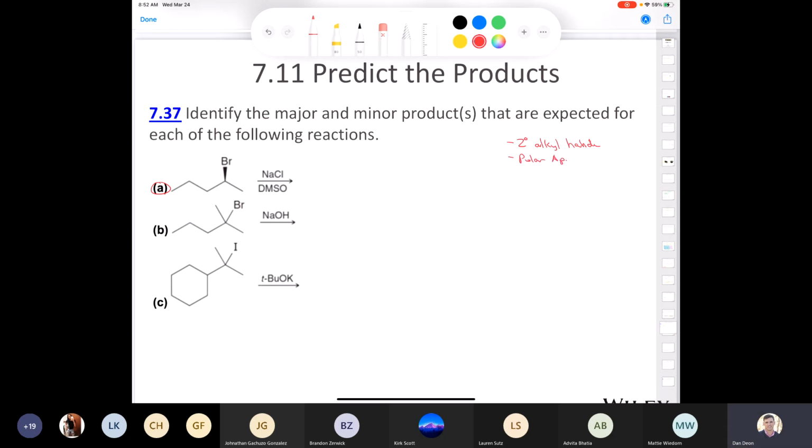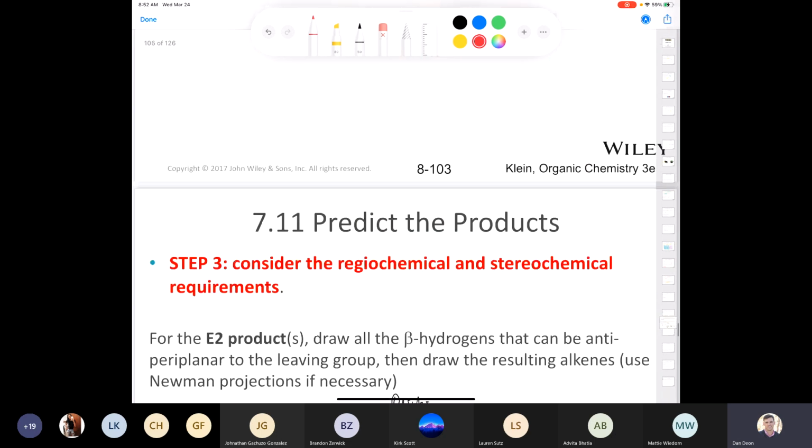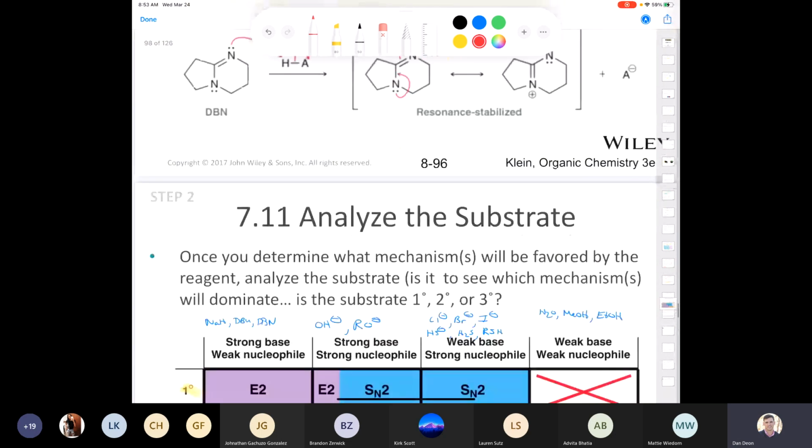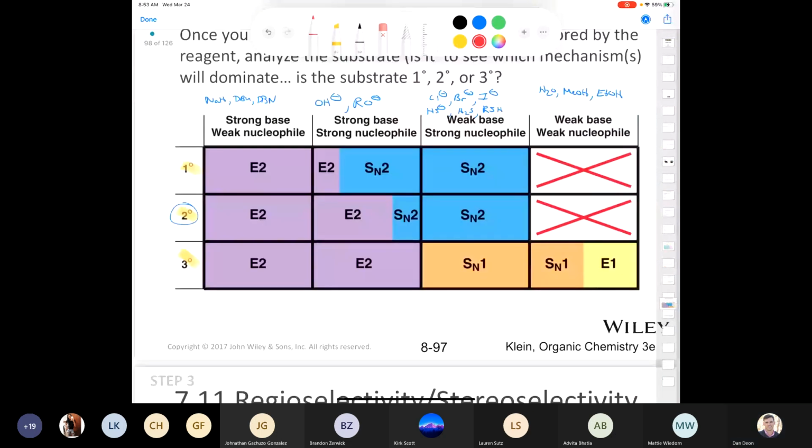Polar aprotic solvent, which is going to favor a bimolecular mechanism. And then what else do we have? We have chloride, which is a strong nucleophile and a weak base. So in this case, we're not going to get any elimination. If we go back, and forgive me for scrolling around here so much, we have secondary substrate, weak base, strong nucleophile, we're only going to get SN2.